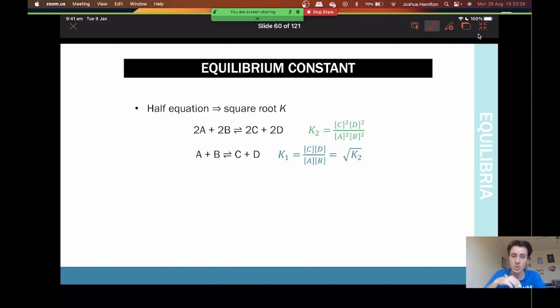If I divide my equation, or in this case it's halved, I'm going to square root, or cube root if I divide it by 3, etc. That's how you go about that.